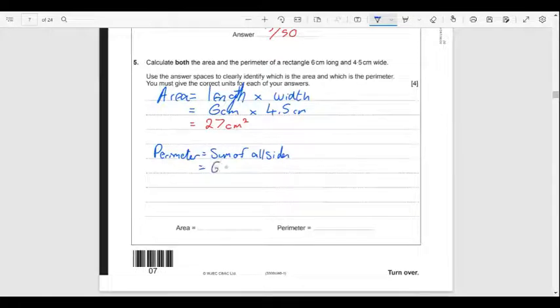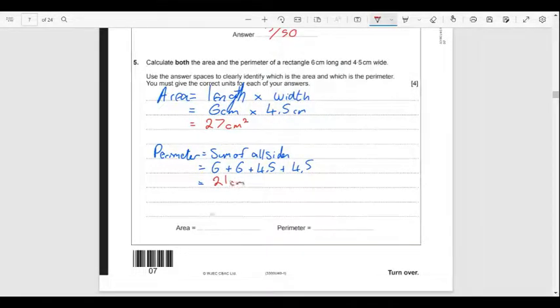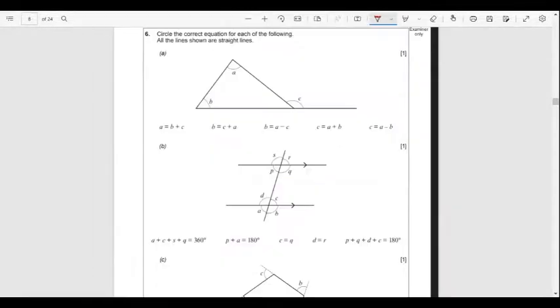So that will be 6 plus 6 plus 4.5 plus 4.5. Add up all those sides. That gives you a perimeter of 21 centimeters. So area, 27 centimeters squared, perimeter, 21 centimeters. Let's have a look at the next question.